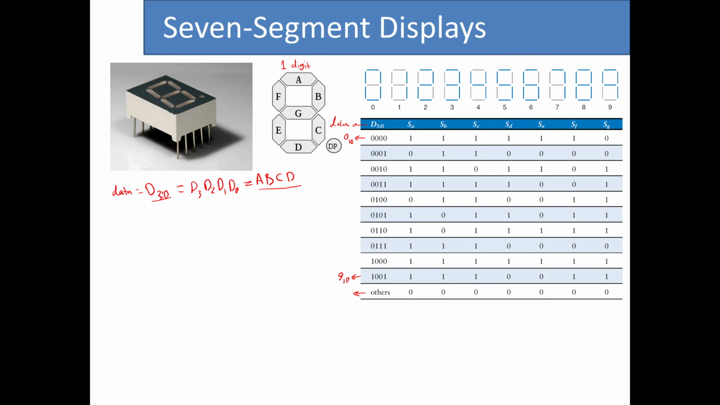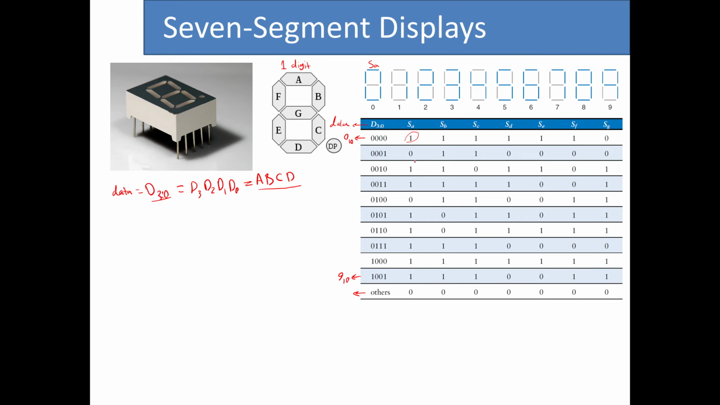So now, based on this, we can create the truth table for all the LEDs. For example, SA is the function that shows the value for LED A. So when the value that you want to display is 0, that means that this is going to be on. So as you can see here, this is SA and it is on. For 1, it's going to be off.